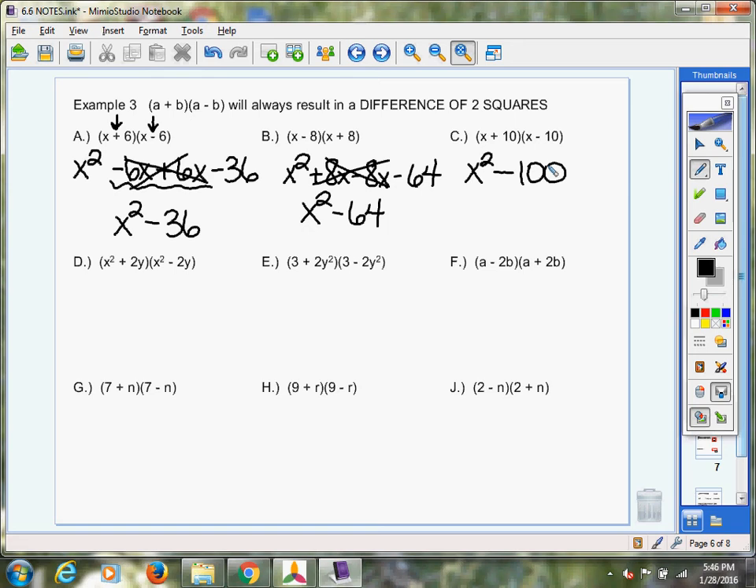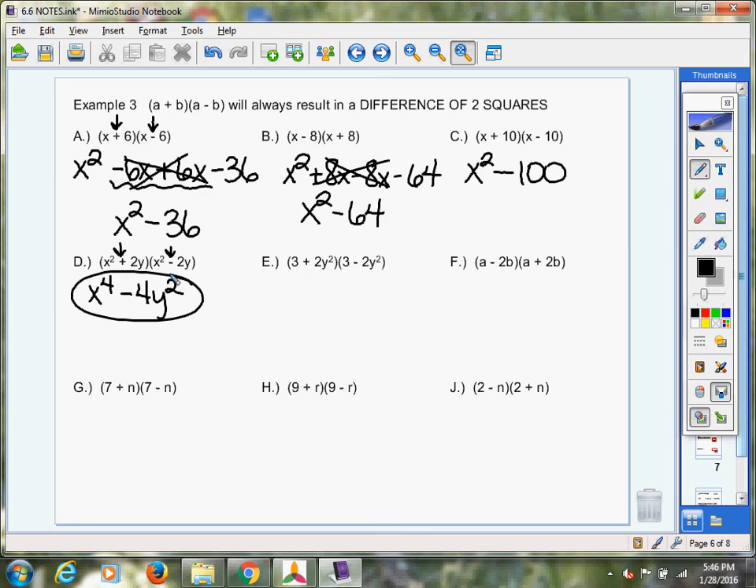Let's look at letter D. Identical, except for this one's positive plus sign, this one's got a minus sign. So we already know outer and inner will cancel, so we don't need to do them, right? So let's just do first and last. X squared times x squared, well, that's x to the fourth. 2y times negative 2y, that's negative 4y squared. And you're done. We already know outer and inner are going to cancel.